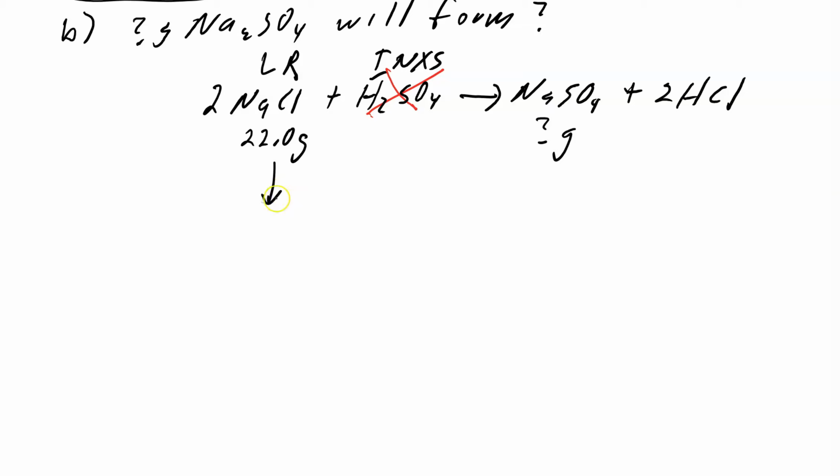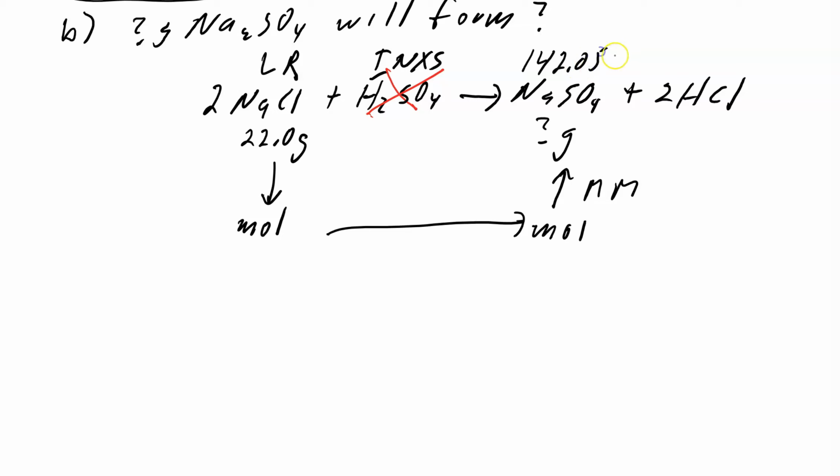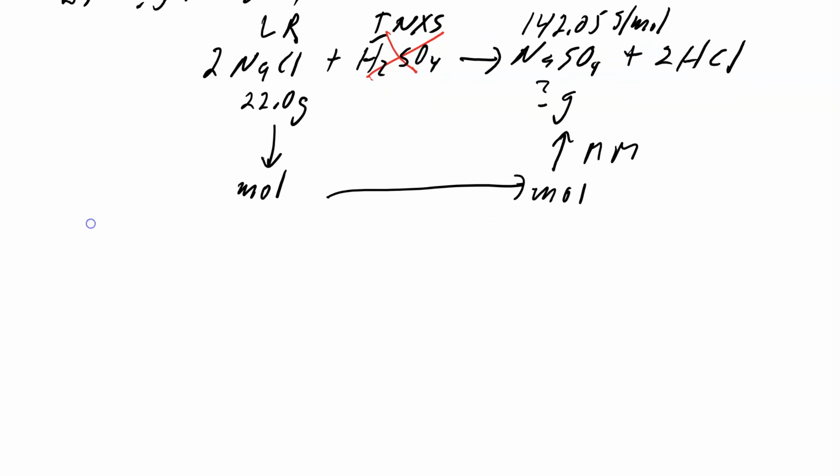Our usual molar highway: we're going to convert our grams of sodium chloride to moles, then we're going to convert moles of sodium chloride to moles of sodium sulfate, and then we're going to convert moles of sodium sulfate to grams of sodium sulfate. Since we're going to need the molar mass to convert moles of sodium sulfate to grams, we do need to look up or calculate the molar mass. And again, I'll just do that for you, 142.05 grams per mole. You can verify that number. So let's just set it up now and do the calculation.